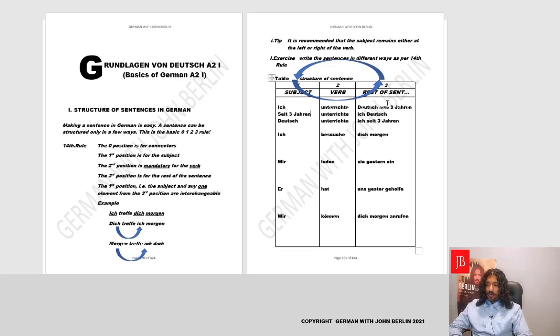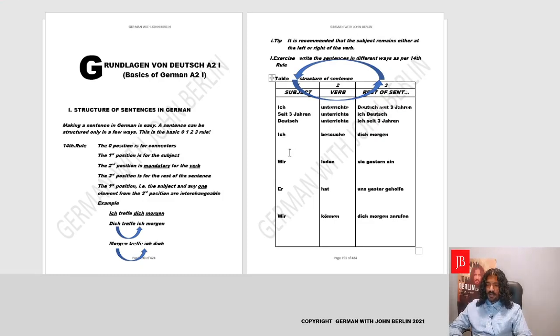Yes, or I could also interchange Deutsch with ich. So let's do it. Deutsch unterrichte ich seit 3 Jahren. Again, ich is on the right side. So keep the subject on the right or the left. You could interchange one element from the first and the third position. Please remember, the second position is always for the verb. Don't use it for any other element.